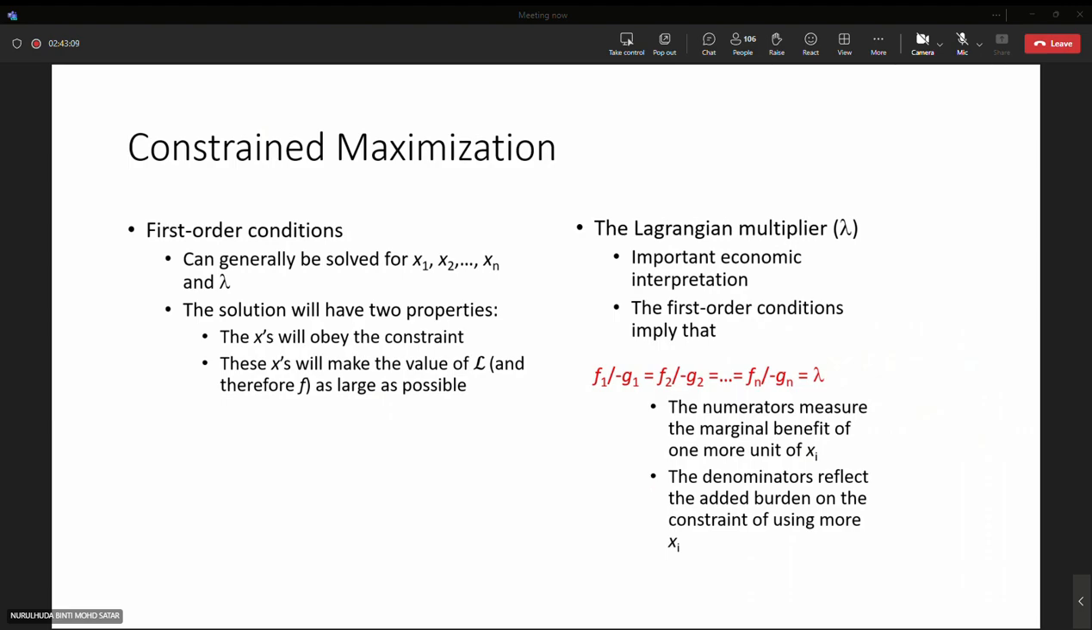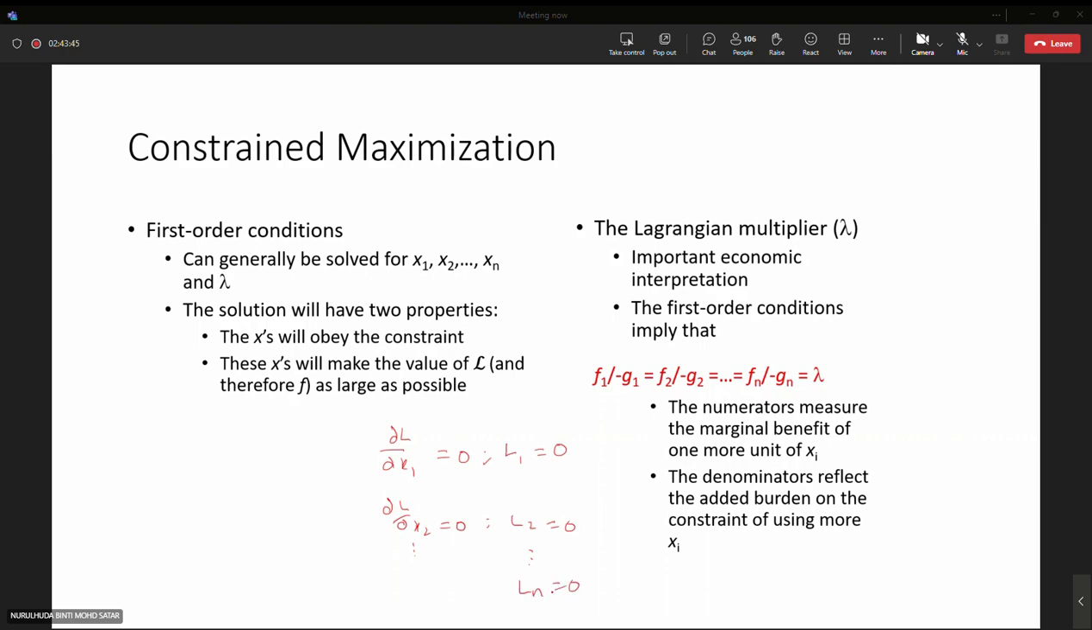Okay, so the first order condition is generally the same as the first order condition if you're looking at a function with multiple variables, right? So we have dL/dx1 equals 0, dL/dx2 equals 0, and so on. Or maybe you can write it as L1 equals 0, or L2 equals 0, and so on until Ln.